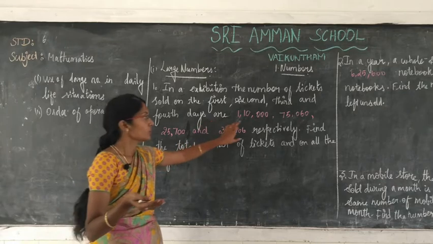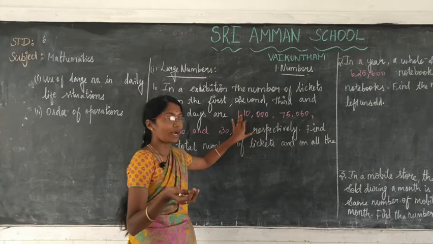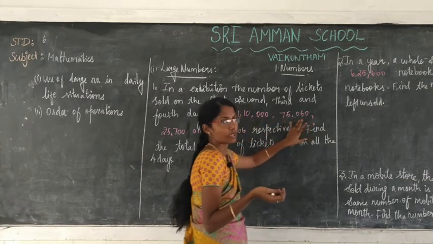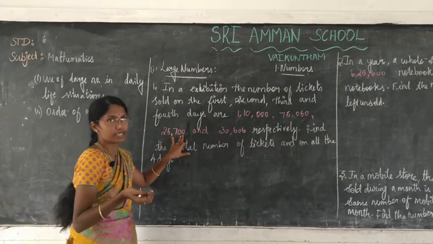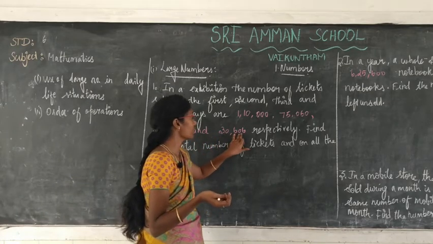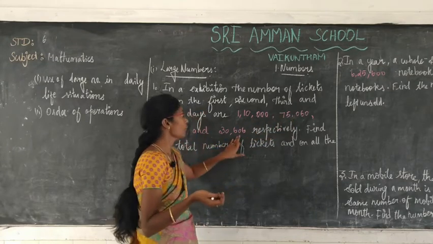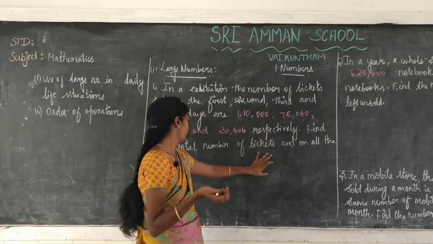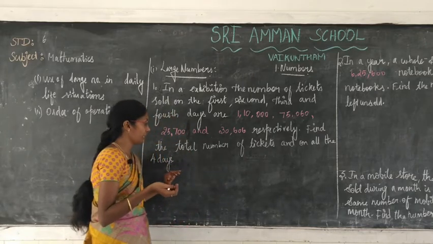On the first day they sold 1,10,000. On the second day 75,060. On the third day 25,700. And on the fourth day 30,606. Find the total number of tickets on all the 4 days.